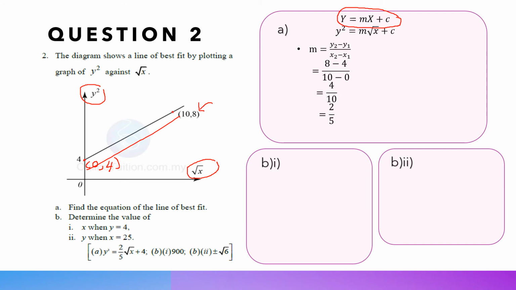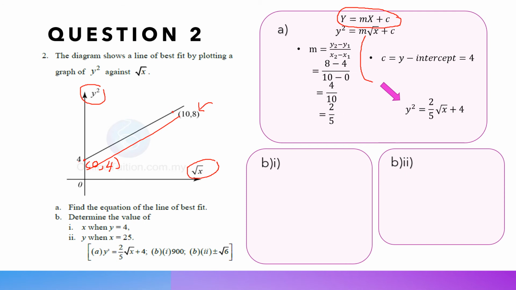What is your next step? Find C. You remember the step from the previous slide, but you can also just look at the graph. The C means y-intercept. So the y-intercept is 4. So just substitute into the formula. Which equation? Yeah, this one. So you get y squared equals your m, which is 2 over 5, square root x, plus your c, which is 4. Okay?